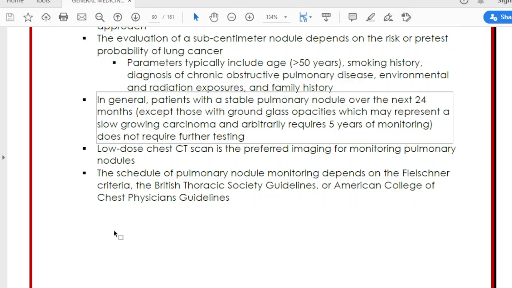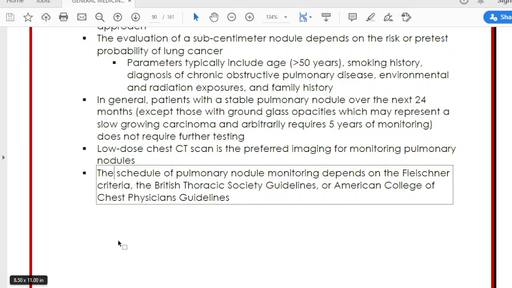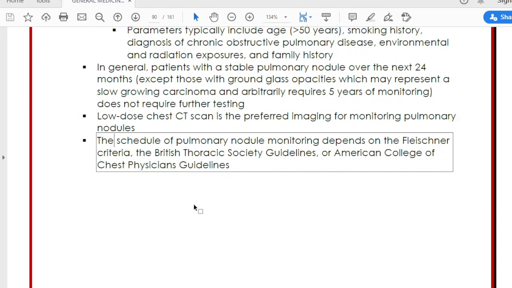In general, patients with a stable pulmonary nodule over the next 24 months, except those with ground glass opacities which may represent a slow-growing carcinoma and arbitrarily requires 5 years of monitoring, does not require further testing. Low-dose chest CT scan is the preferred imaging for monitoring pulmonary nodules. The schedule of pulmonary nodule monitoring depends on the Fleischner criteria, the British Thoracic Society guidelines, or American College of Chest Physicians guidelines.